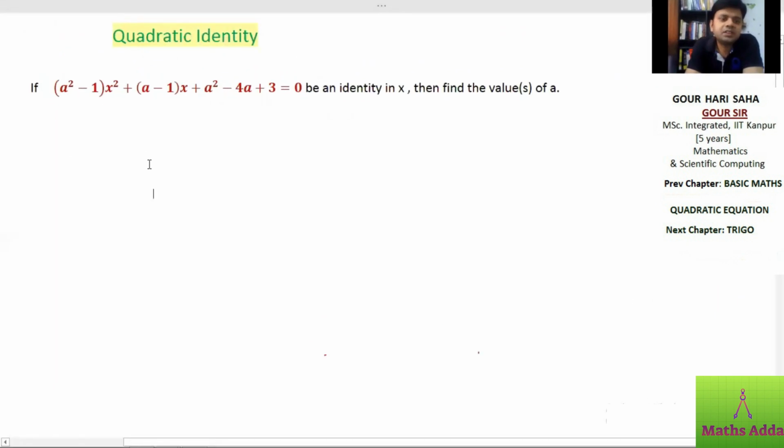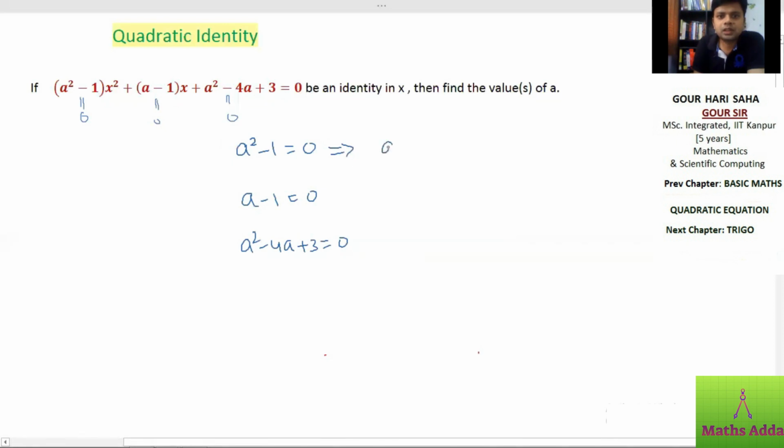So, question is if this is an identity in x, then find the values of a. So, how to solve this one? If it is identity means what? This term is equal to 0 as well as this term is equal to 0 as well as this term is equal to 0, right. So, all should be 0. This means a square minus 1 equal to 0, a minus 1 equal to 0, a square minus 4a plus 3 equal to 0.